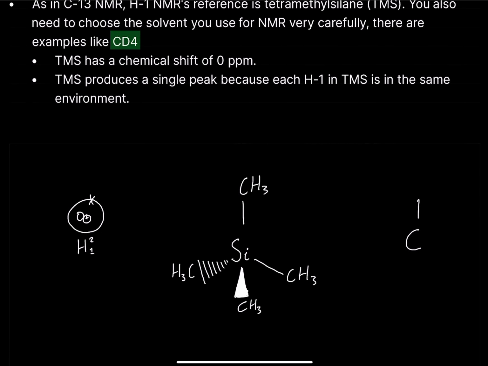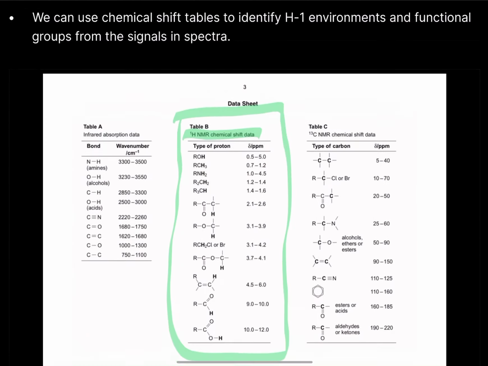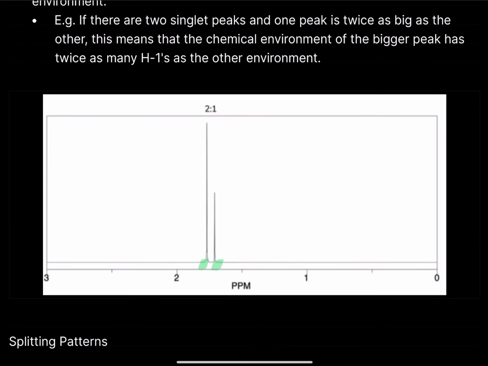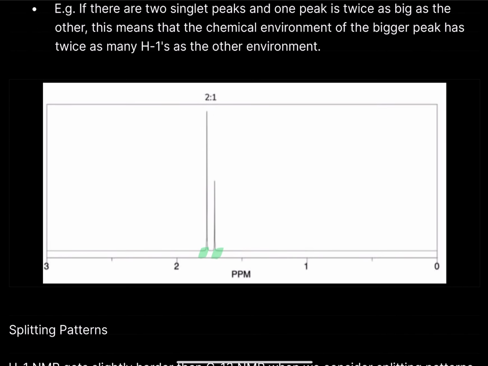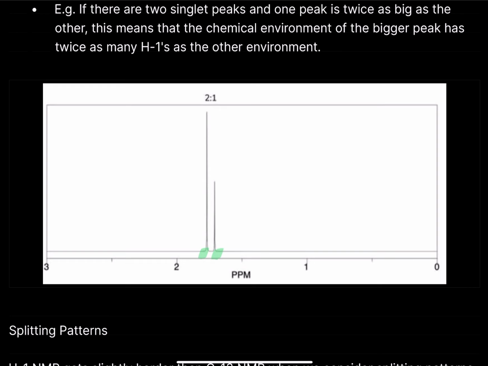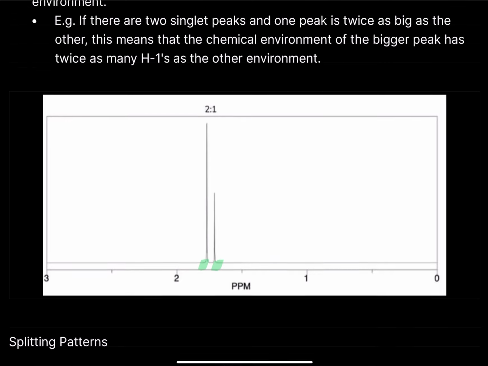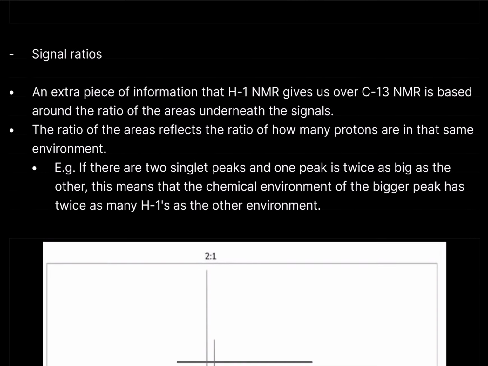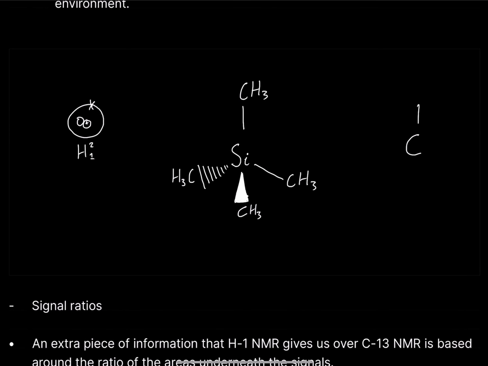But yeah, TMS is a shift of 0 ppm. TMS produces a single peak because the hydrogen 1s in TMS are in the same environment. So that's why, when you're looking at NMR, there'll be one single peak. There should be a peak here. I don't know why it's not shown here, but there should be one single peak at 0 ppm, unless they don't choose to use it, because everyone knows there's a peak at 0 ppm anyway, but there should be one there. And that's what tetramethylsilane looks like.